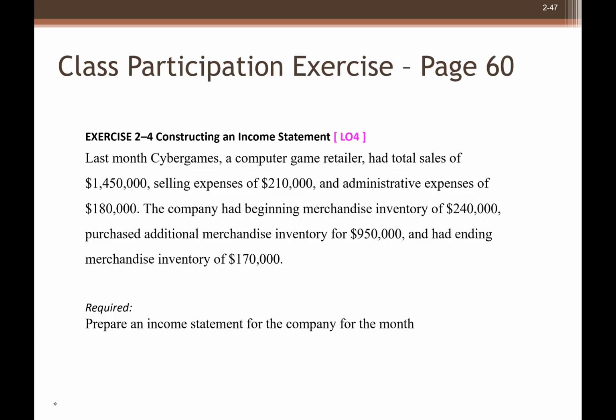So we have a class participation exercise here. You know how we can make the income statement. Let's talk about how we make the income statement. We have the data here. Last month, Cyber Games, a computer games retailer, had total sales of 1,450,000, selling expenses 210,000, administrative expenses 180,000. The company had beginning merchandise inventory 240,000. It purchased additional merchandise 950,000, and its ending inventory 170,000. So how can you find out the cost of goods sold?